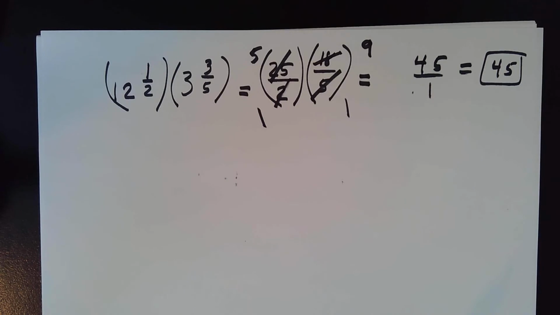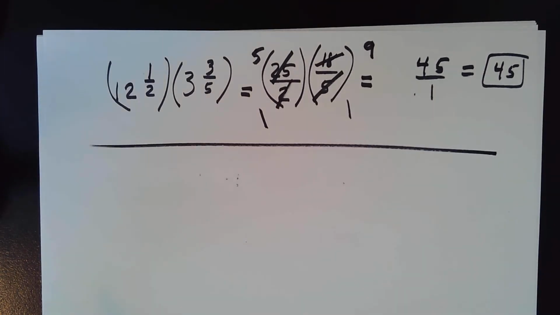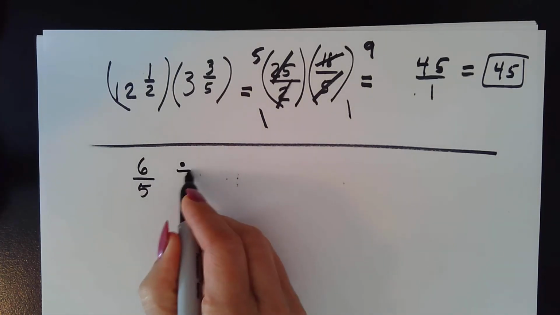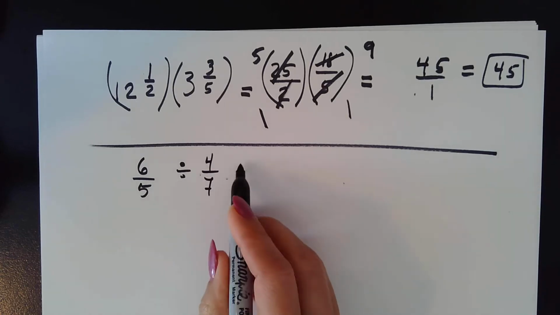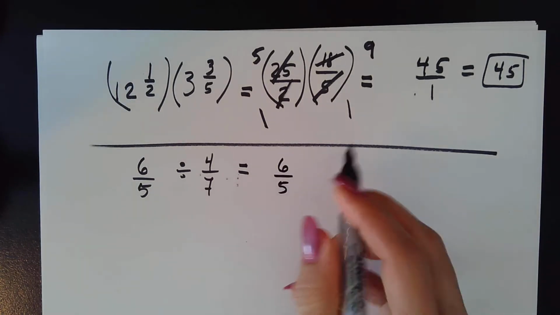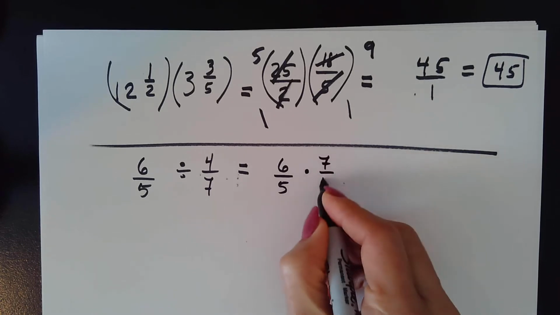So we did those two. Let's go ahead and do some division. Fractions with division. So suppose we have 6 over 5 divided by 4 over 7. When you're dividing, this is going to change to a multiplication problem. The way to do that is you're going to invert the second fraction, meaning you're going to take the reciprocal of the second fraction. So instead of writing 4 over 7, you're going to write 7 over 4. So it's going to be 6 over 5 times 7 over 4.